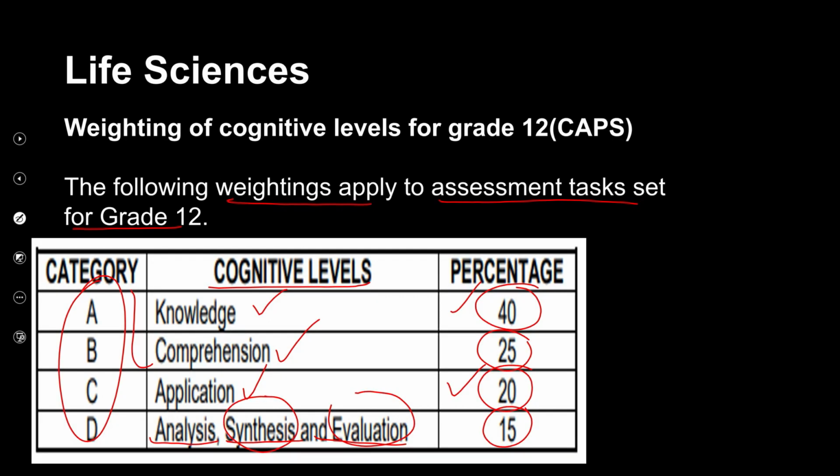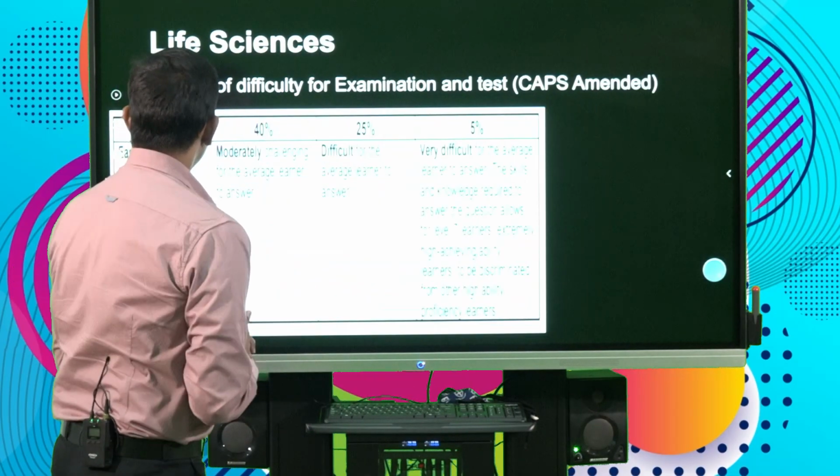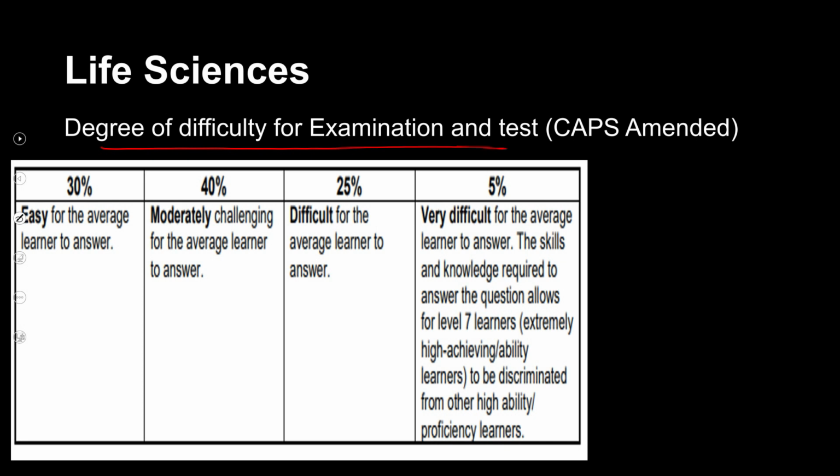So in many ways, the paper is well balanced, again, giving many individuals the chance to be able to score well, provided that you've prepared for these papers. And as I mentioned, the degree of difficulty is set based on the CAPS amended document, and this is what we look at. So 30% is easy for the average learner to answer. So 30% of your paper contains questions that the average learner will answer.